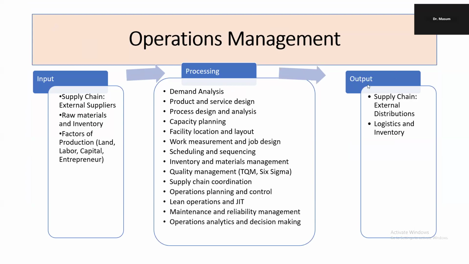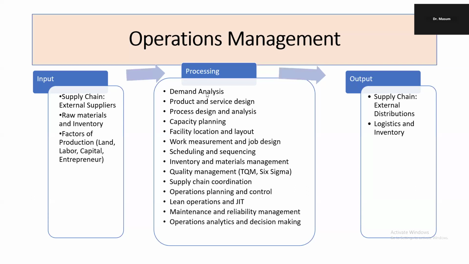And when we are processing inputs to produce outputs, we ultimately focus on demand analysis, product design, process design, capacity planning, facility layout, work measurement, scheduling and sequencing, inventory and materials management, quality management, supply chain coordination, operations planning and control, lean operations and just-in-time or JIT, maintenance and reliability management, operations analytics, and decision making. So we will focus on the different major areas of operations management.